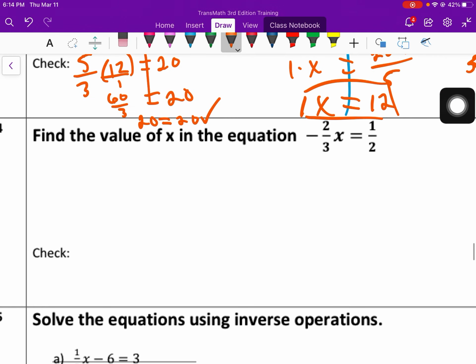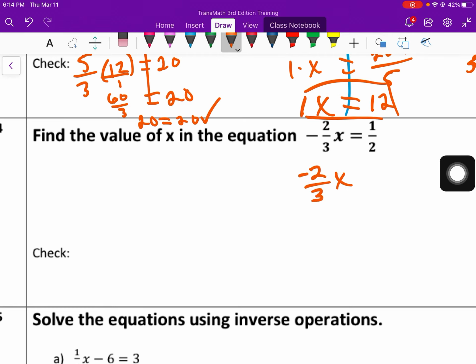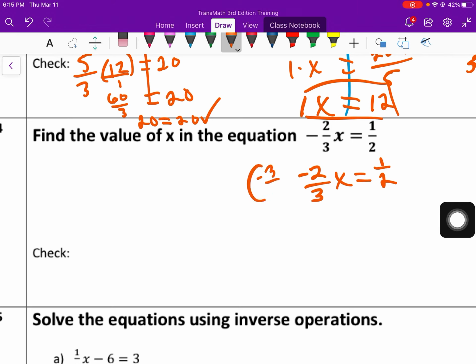Find the value of x in the equation. Negative 2/3 x equals 1/2. Again, I'm going to write it down here. Equals 1/2. So I'm going to do my inverse operation, or my reciprocal. I'm going to multiply both sides by a negative 3/2. We still have a negative sign because we want a positive value for x.